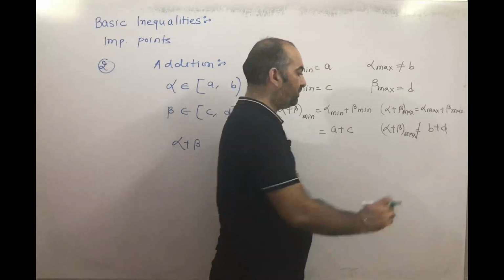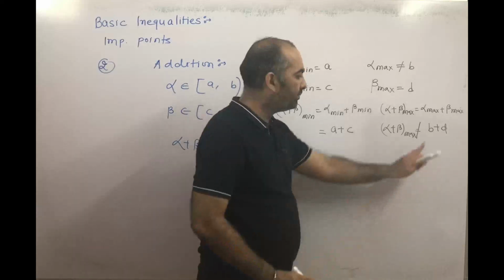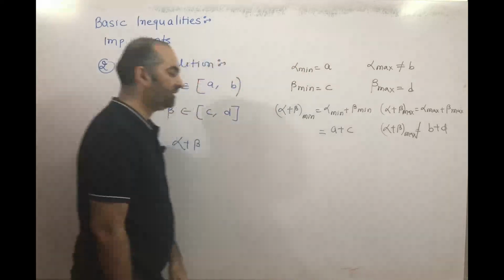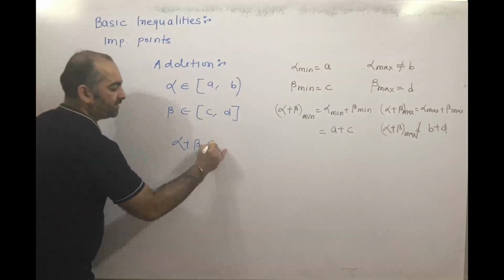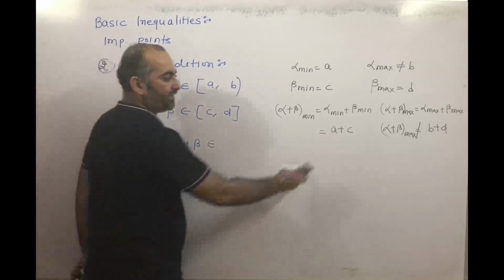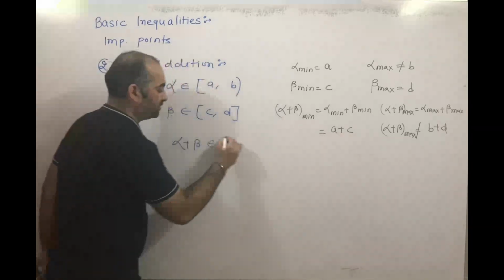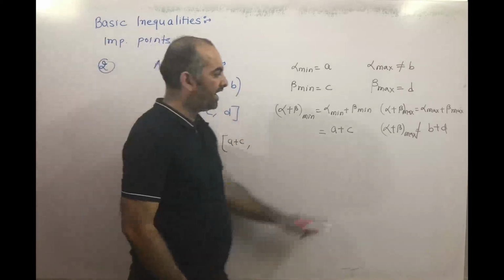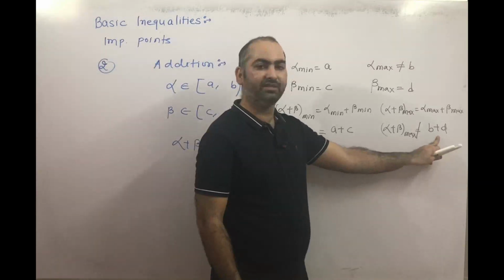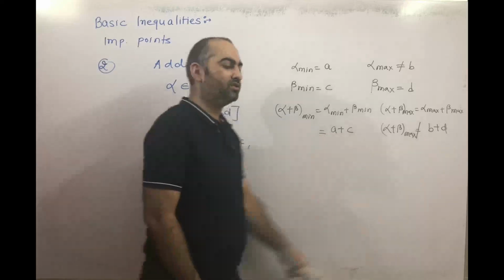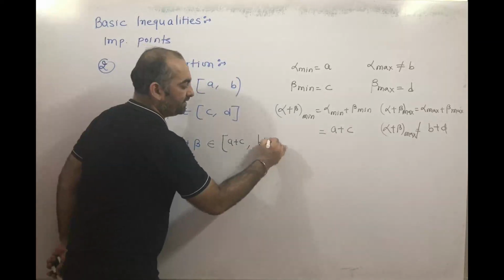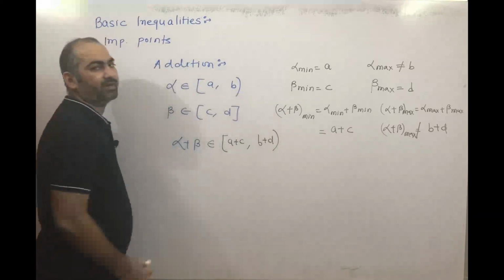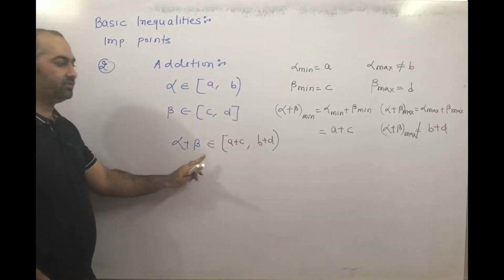That means alpha plus beta max is less than B plus D will come. So what is alpha plus beta? So this one we can write alpha plus beta belongs to, minimum is what? A plus C. So this is possible. So closed interval A plus C, comma. Okay, alpha plus beta maximum is what? B plus D, but this is not possible. So what you write? B plus D, and here you write open bracket. So alpha plus beta belongs to this one will come.